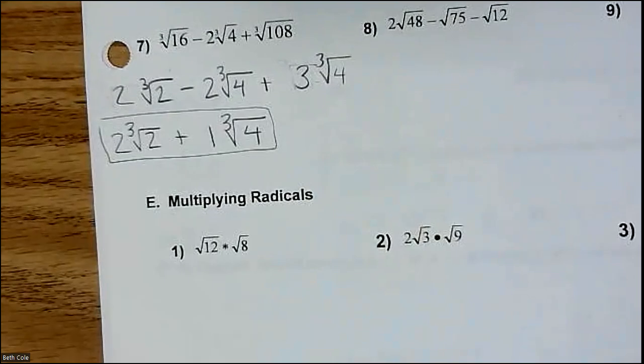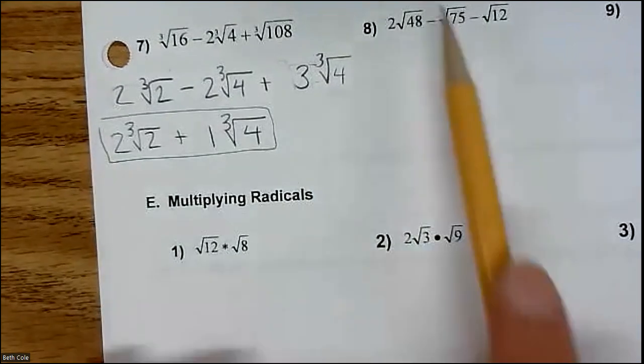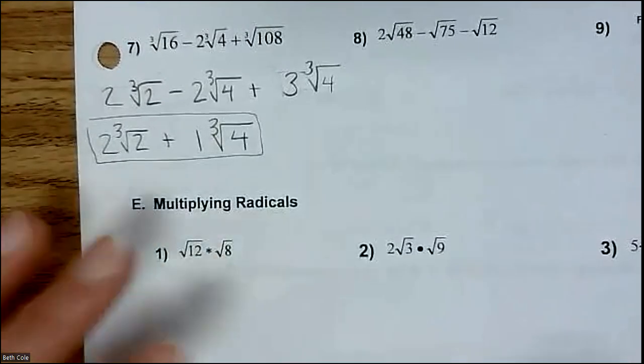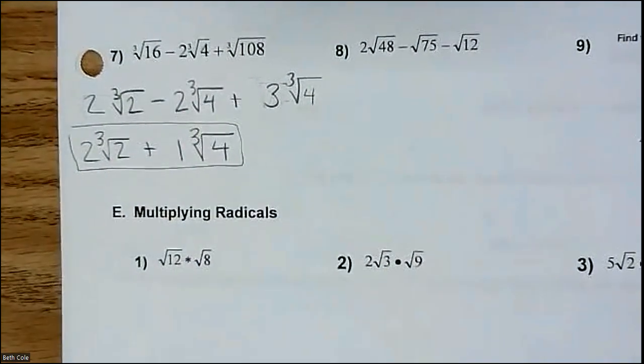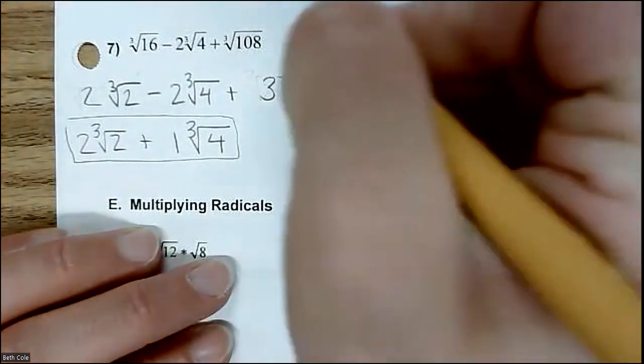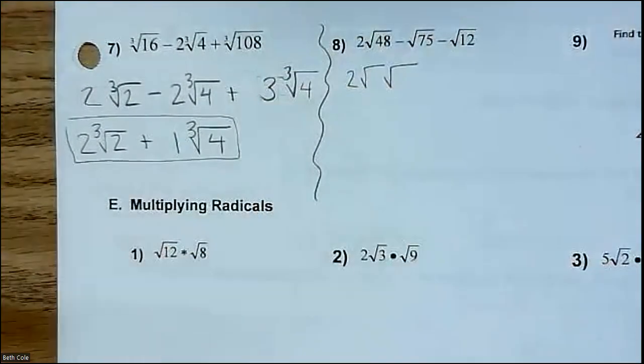Number 8 is the exact same thing, but with square roots. Do you see how they're all different? You need to make them the same before you can add and subtract them together, okay? So put a 2 and then just draw two little houses. I'm going to separate that then. So you need numbers that multiply together to be 48, and you're looking at the squares list.